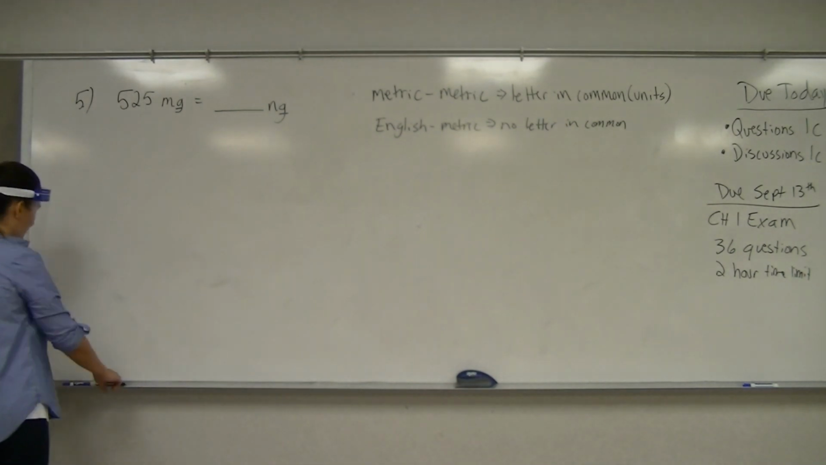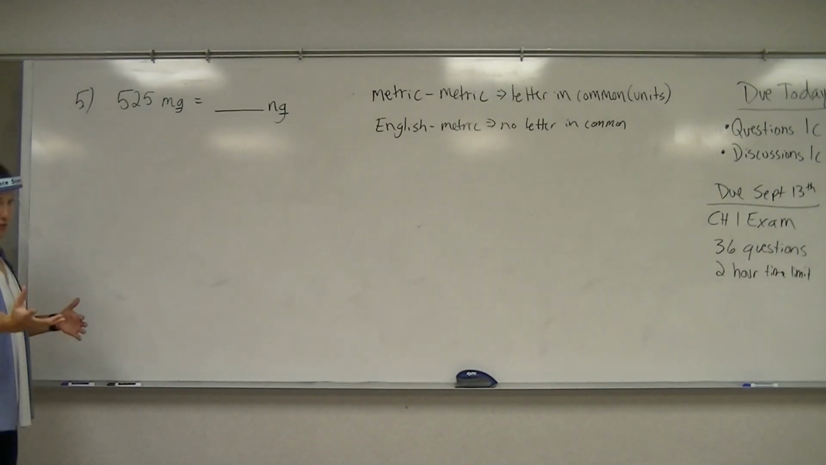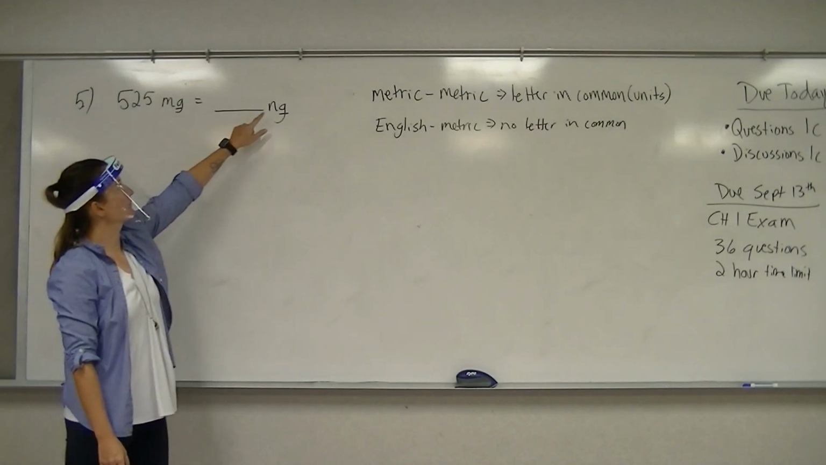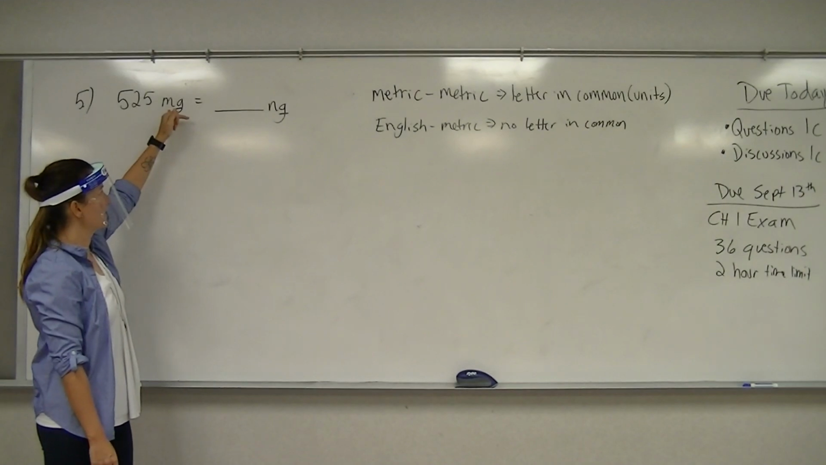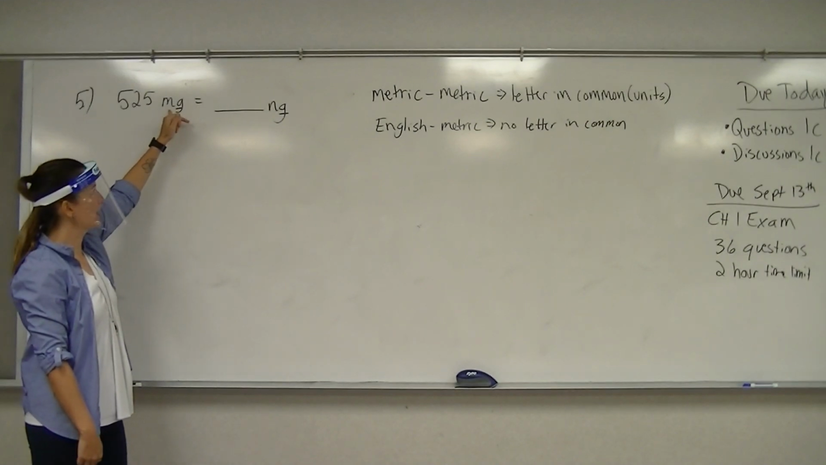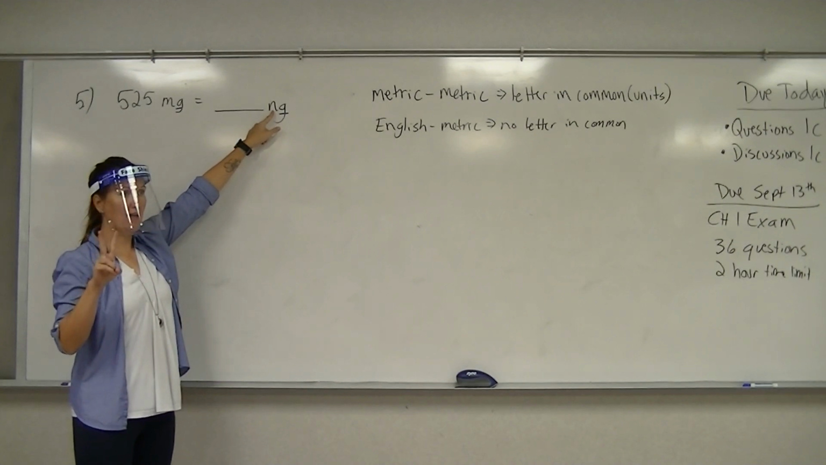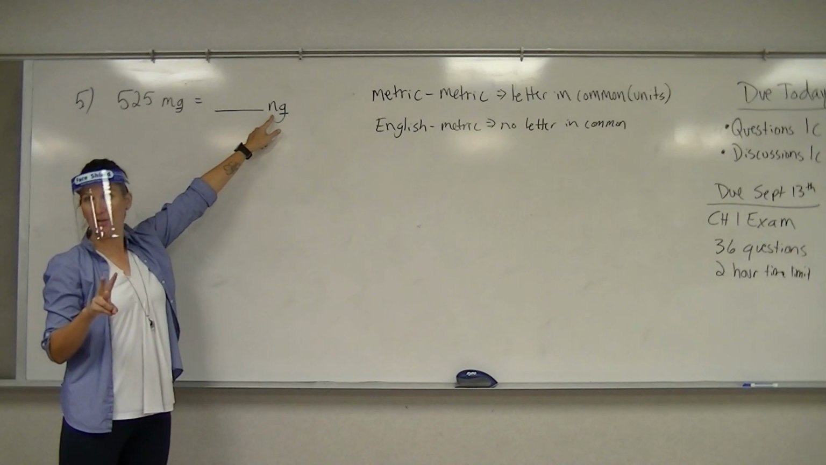So for the metric to metric conversions, to figure out what conversion you're using from that sheet, just look for the prefixes. Since I have 2 prefixes, milli, that's what the little m stands for, and n, nano, I'm going to have 2 conversion factors, one with the milligrams in it and the other with the nano in it.